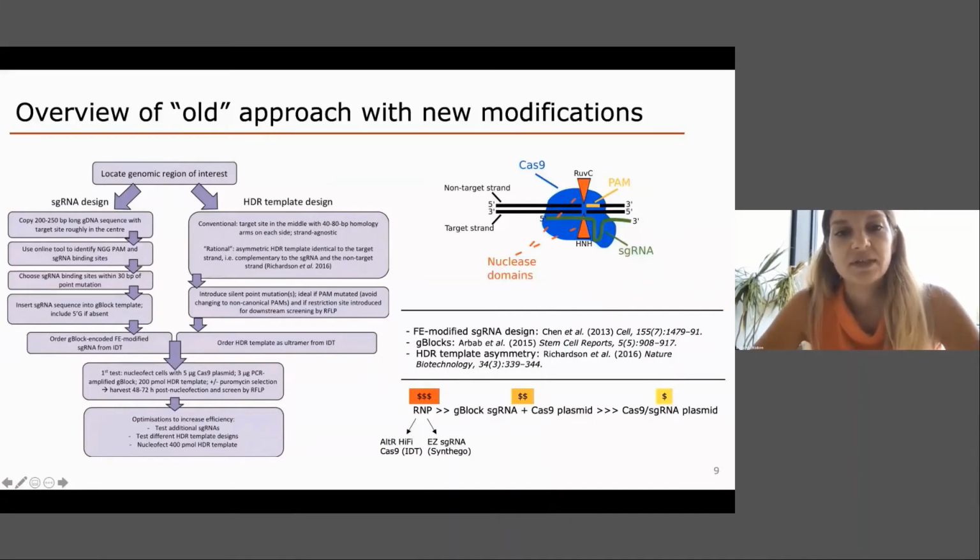For the HDR template design, for a point mutation, you basically only need a single-stranded ODN, so it's fairly easy. You can go for the rational design approach, which is what I briefly alluded to earlier, where you can design an asymmetric HDR template that's identical to the target strand and will hybridize to your non-target strand. And the reason it's asymmetric is because of this release mechanism. There are more details in this reference, but also, as I mentioned, in my own work. I've touched upon the silent mutations already, and they're important, so I won't go into further details of that.